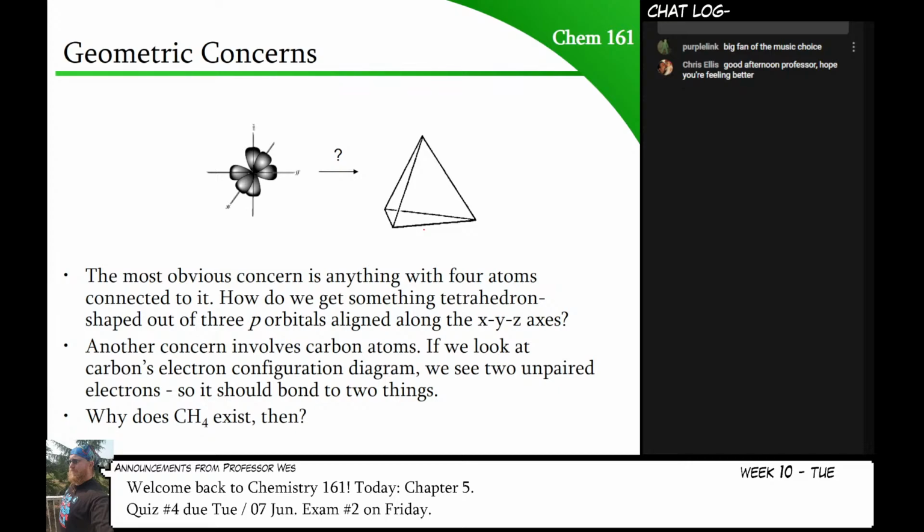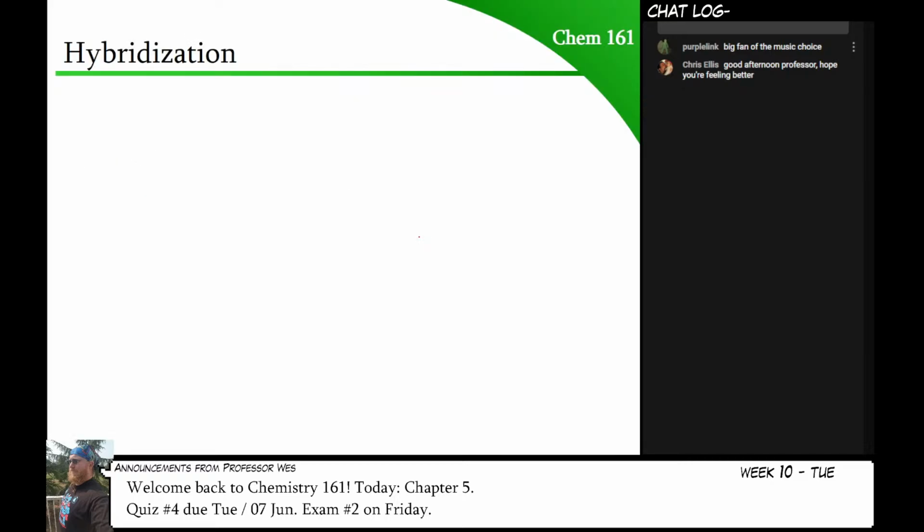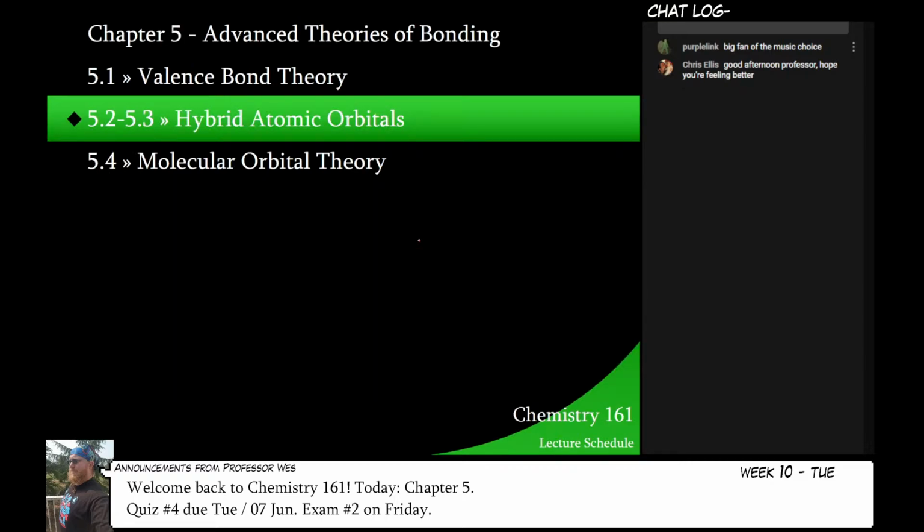And we know that it's not that our model is wrong, because CH4 exists. CH4 is methane. That's natural gas. This is one of the most common compounds in the universe. I'm not going to question that. We're going to question our model. It's us. It's our fault here. It's not nature. But why? And so we ditch valence bond theory and we go to this new theory, which is called hybridization.